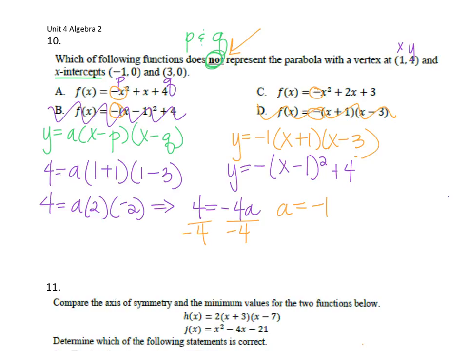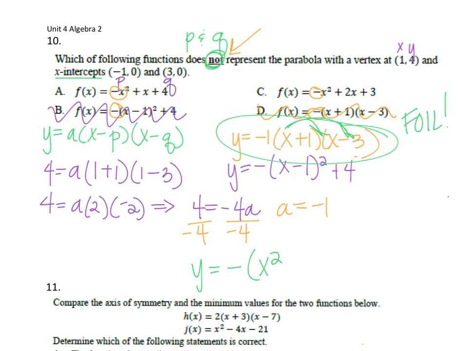Now, if I were to write it in standard form, I have to multiply this out, and if we want to multiply that out, we're using FOIL. So first terms, we're going to bring it down here. I have y equals negative, my first terms is x squared. Then I'm going to have x times -3, so I have -3x, x times 1, so I have plus x, and then 1 times -3, which gives you -3.